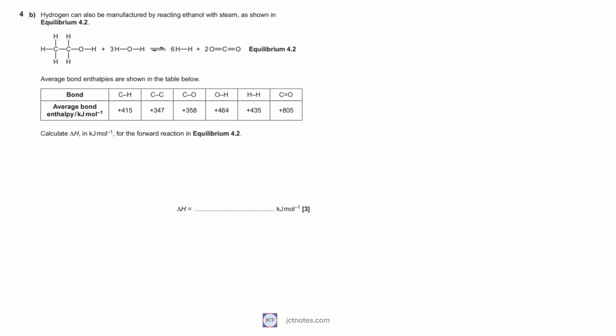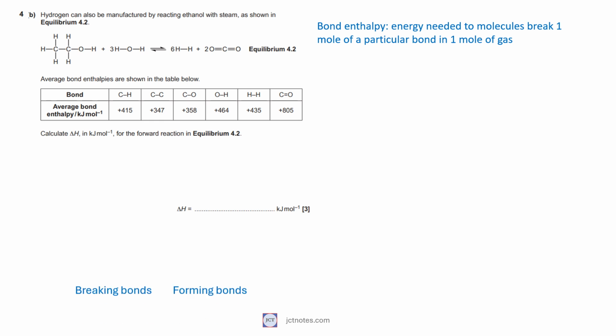In question 4b, we are given the reaction of ethanol with steam to produce hydrogen and a table with the bond enthalpies. We are asked to calculate the change of enthalpy in the forwards reaction. Based on the definition of bond enthalpy, it is the energy needed to break 1 mole of a particular bond in 1 mole of gaseous molecules. The answer is straightforward. We need to calculate the energy required to break all the bonds broken in reactants and add the energy produced when all the bonds of the products are formed.